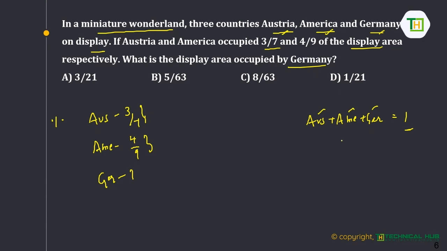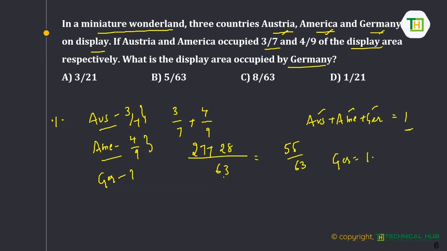Then what is the total area occupied by Australia and America? That is 3/7 plus 4/9. The LCM is 63 here. So 7 9s are 63 and 9 3s are 27. Here 9 7s are 63 and 7 into 4 is 28. So that is equal to how much? 55/63. Then what is the area occupied by Germany? Germany is equal to 1 minus 55/63.